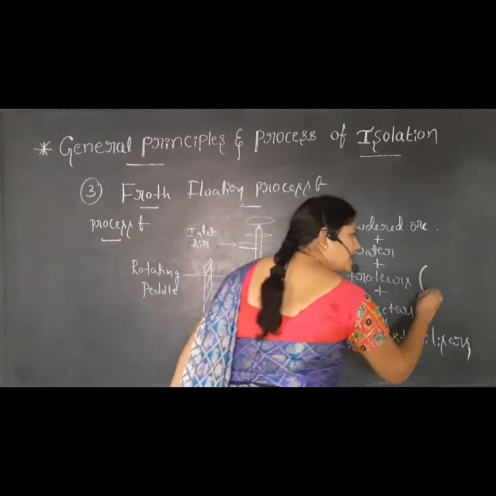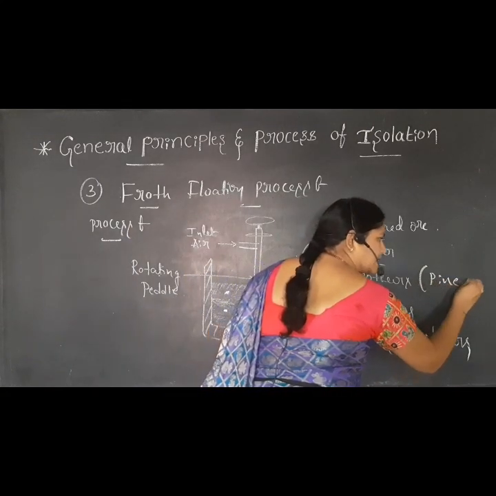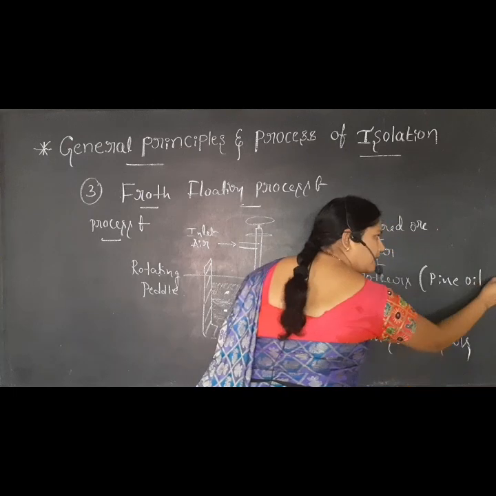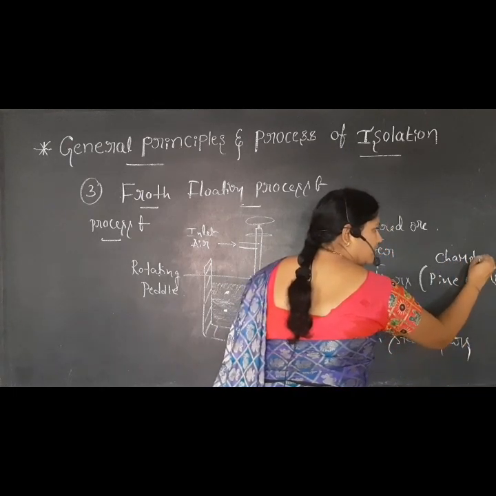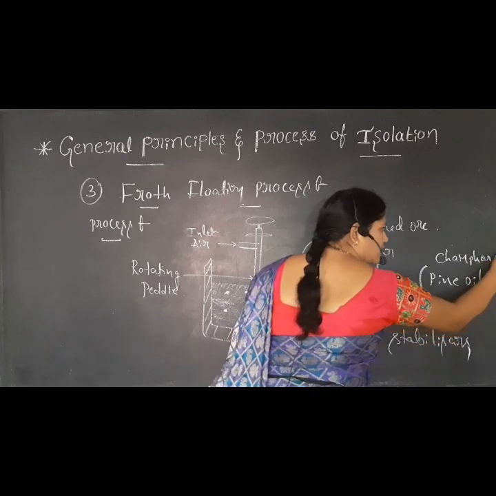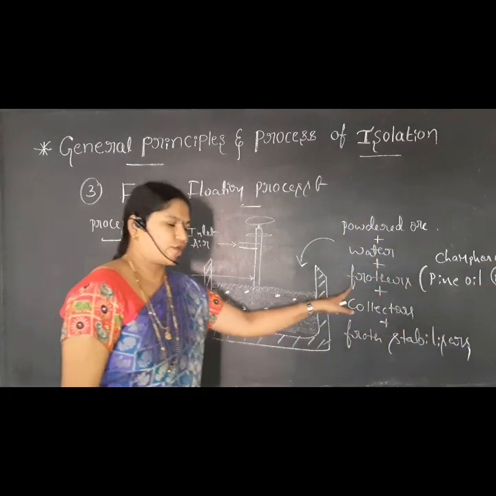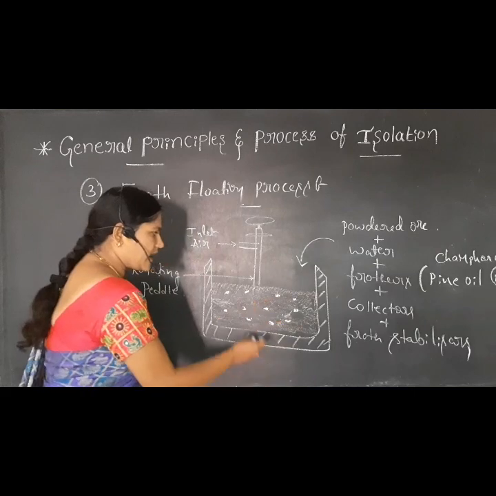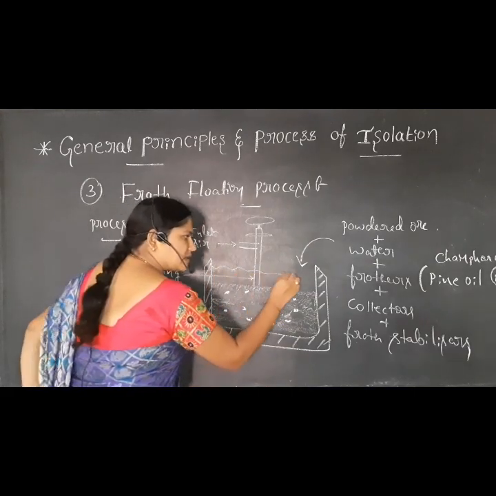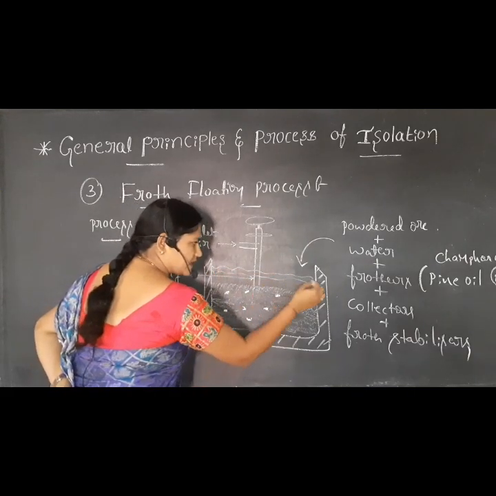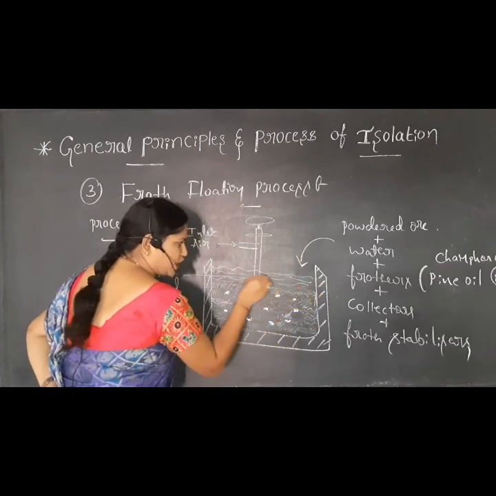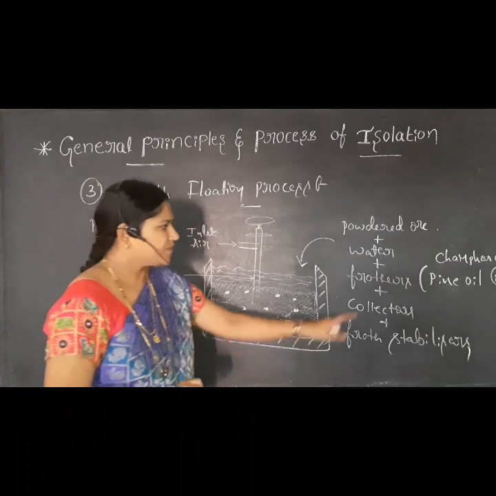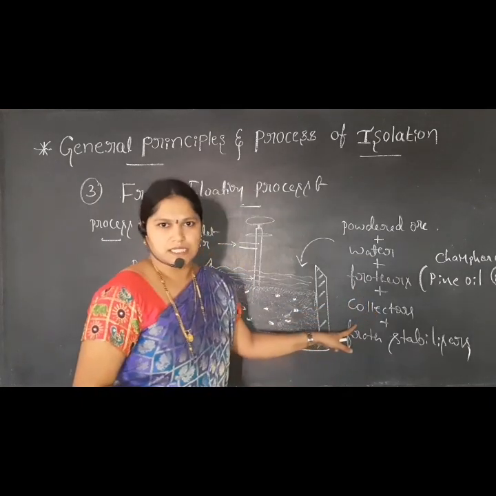So for example, pine oil, we can take oils. Pine oil or camphor oil. Oils should be taken as frothers. These are nothing but frothers. Pine oil or camphor oil you can take. Clear? Then after that, add collectors.